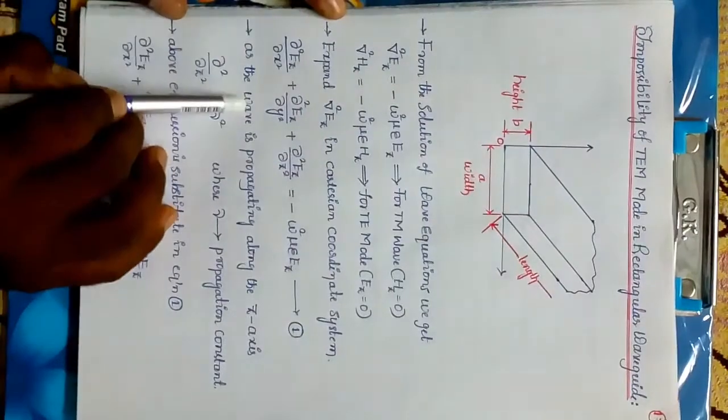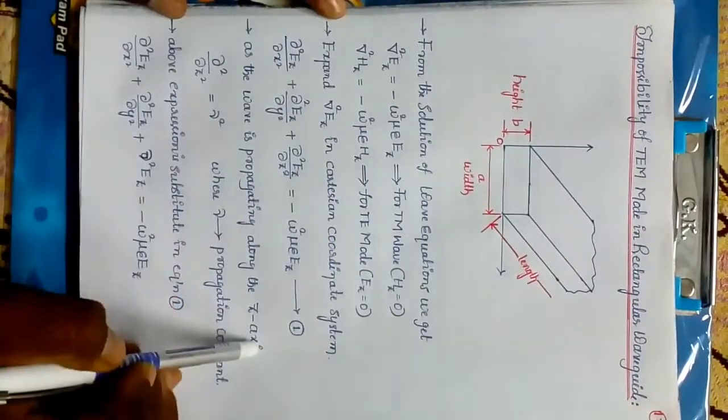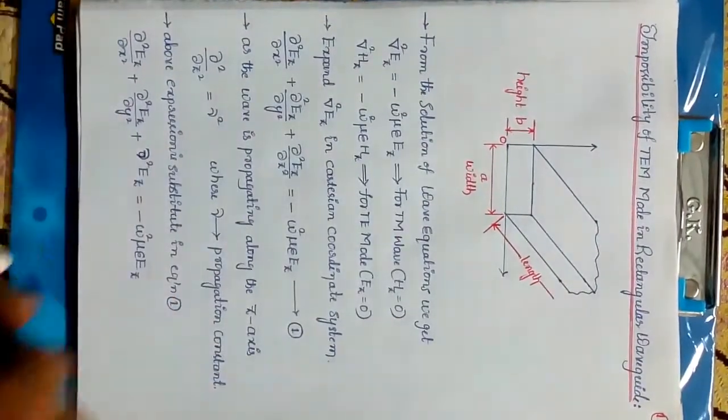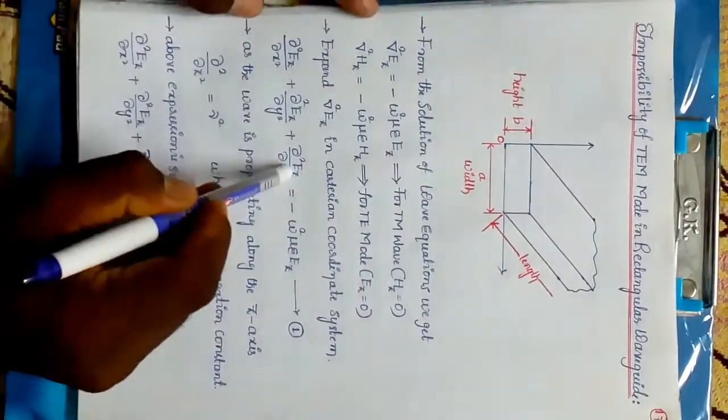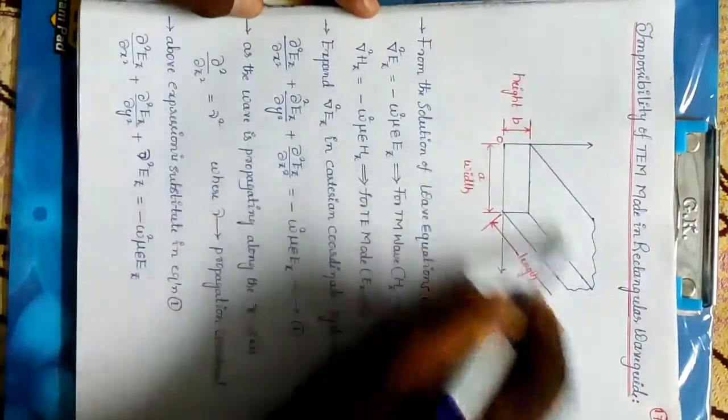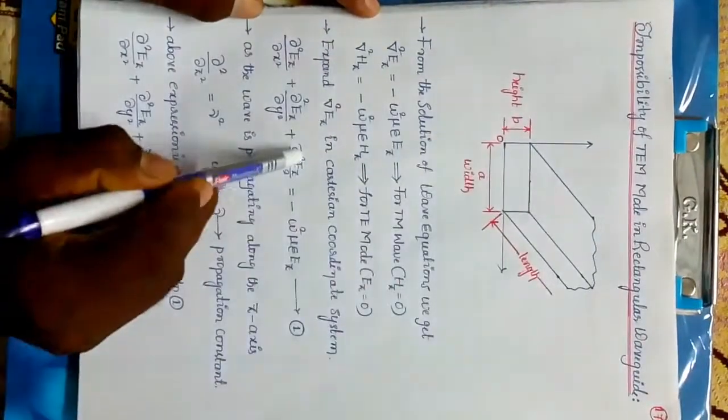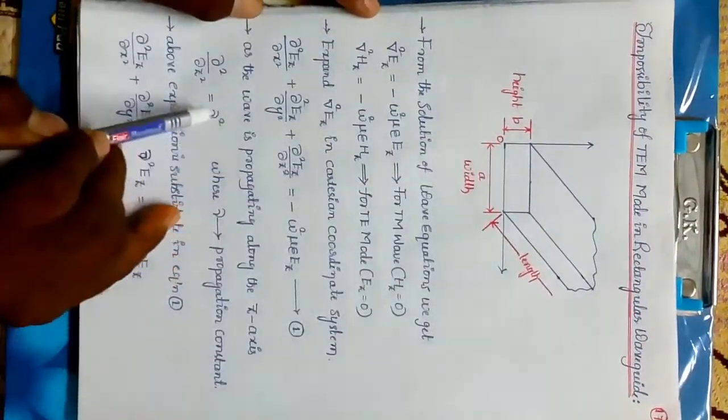As the wave is propagating along the z-axis, for the purpose of wave propagation along the z-axis I am taking only the z term. That means the length of the rectangular waveguide is taken as the z-axis only. For that reason, I am taking dou square by dou z square is equal to gamma square.